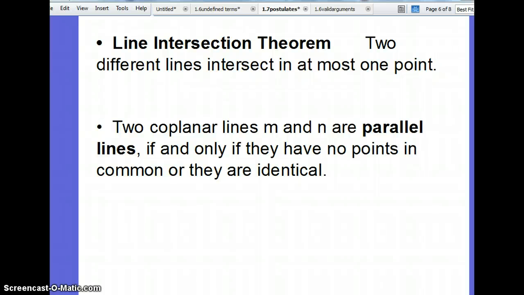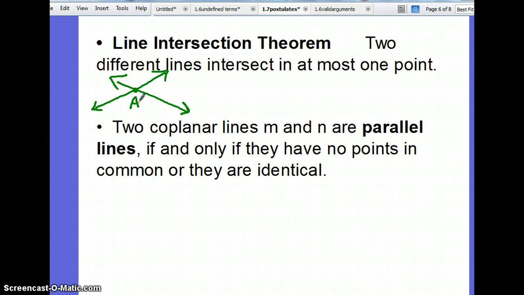We are getting there. The line intersection theorem: two different lines will intersect in at most one point. So if I've got two lines that are not the same line, they can only intersect at one point.